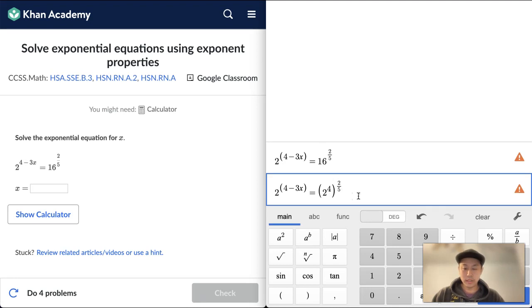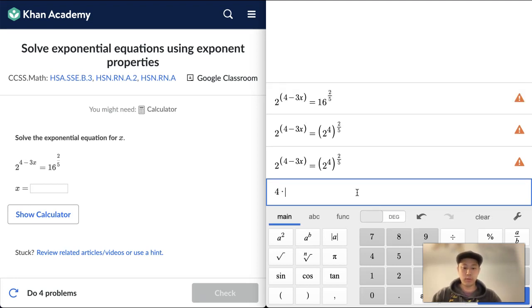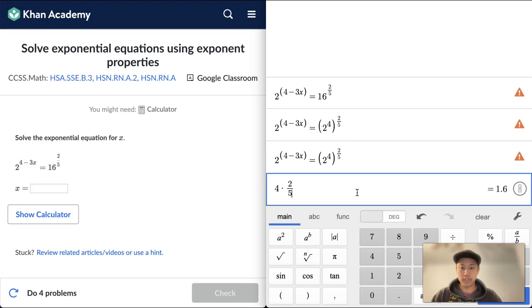Okay? So once I do that, check it out. Now you have the same bases. 2 here, 2 here. Let's apply some more exponent properties, and then you'll see how the exponents will actually be equal to each other. Okay? So I'm going to apply my power to a power, right? If you have a power to a power, you have 2 to the power 4 to the power of 2/5. That exponent property means you multiply your 4 and 2/5. Okay? So let's see what 4 times 2/5 is. It's going to be the same as 1.6.